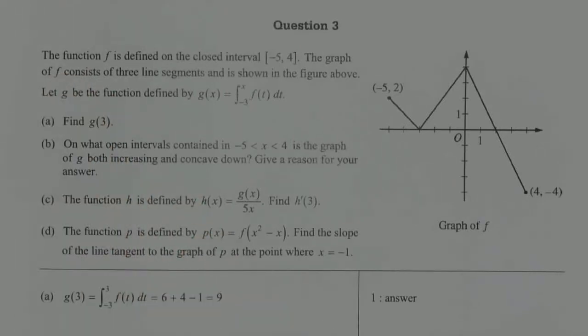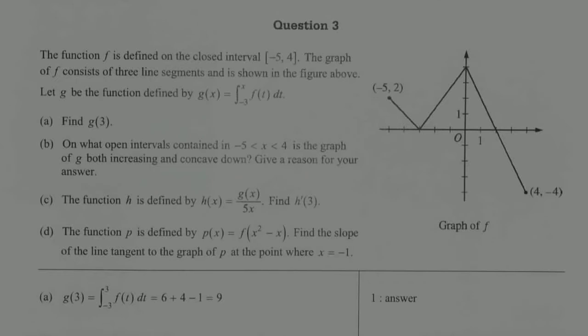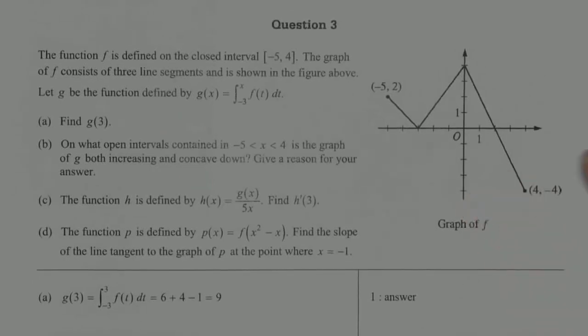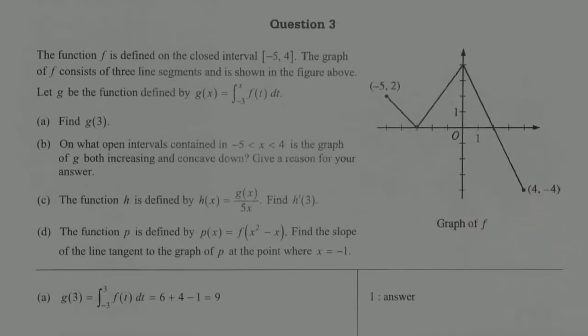It says the function f is defined on the closed interval -5 to 4. The graph of f consists of 3 line segments and is shown in this figure here. Let g be the function defined by g of x equals the definite integral from -3 to x of f of t dt. And you worked your way through these 4 problems.